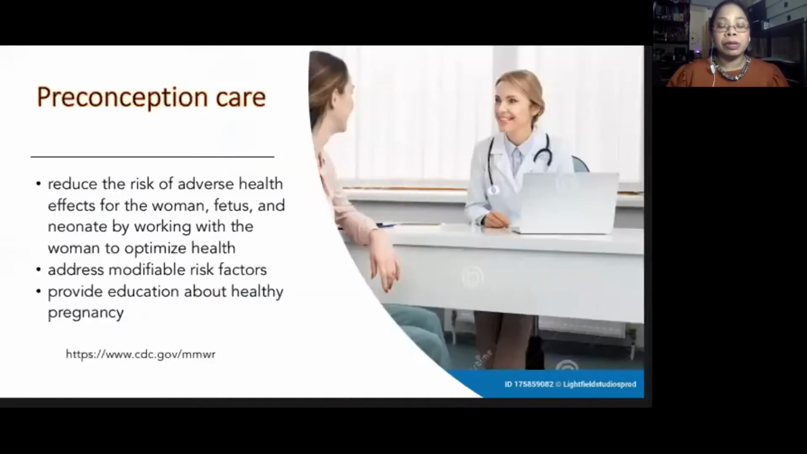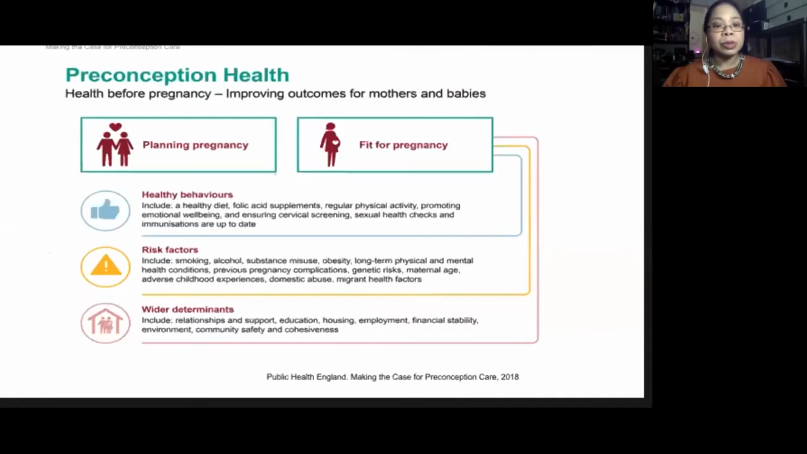Now, the goals of preconception care are to reduce the risk of adverse health effects for the woman, the fetus, and neonate by working with the woman to optimize her health and also to address modifiable risk factors and provide education about healthy pregnancy. So ideally, a patient who is fit for pregnancy is a woman who has adopted a healthy lifestyle or behavior such as eating a healthy diet, taking folic acid supplements, and has regular physical activity.